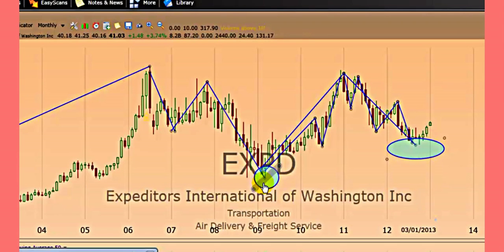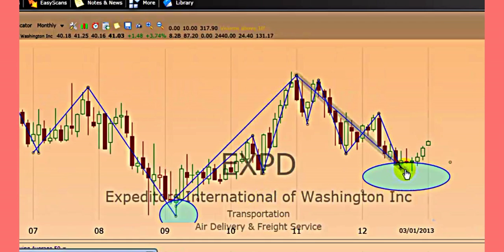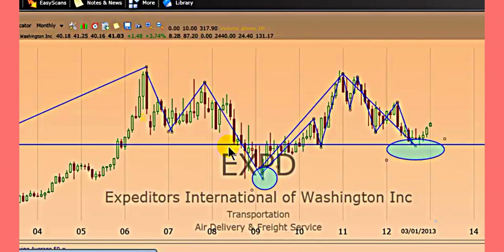But the key point to understand in this video is the flat correction is formed of ABC, followed by 1, 2, 3, 4, 5. In this case, we can see that the low of the 5 wave did not go below the low of the A corrective wave. All we will do at this point in time, as smart traders, is not jump to conclusions and place a trade.